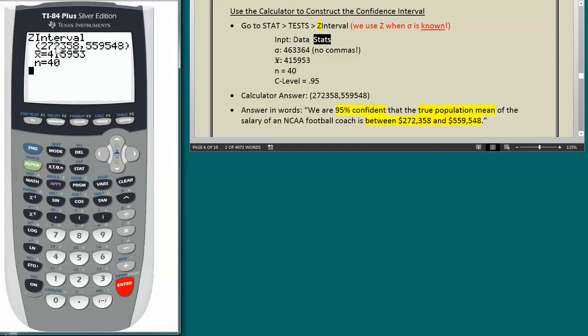What you're looking at right here, this is the confidence interval. And I've just typed it up here. The calculator answer is this. This is the small number, and this is the big number. If we want to answer this in words, and sometimes your online homework or your professor in an exam will say, how do you describe your answer in words, or words to that effect? And we could say here, we are 95% confident, that comes from the confidence level, that the true population mean of the salary of an NCAA football coach is between these two numbers that came, again, right off of the calculator.